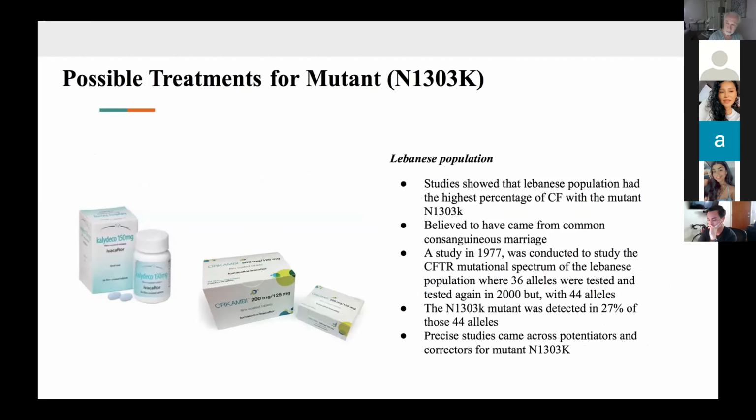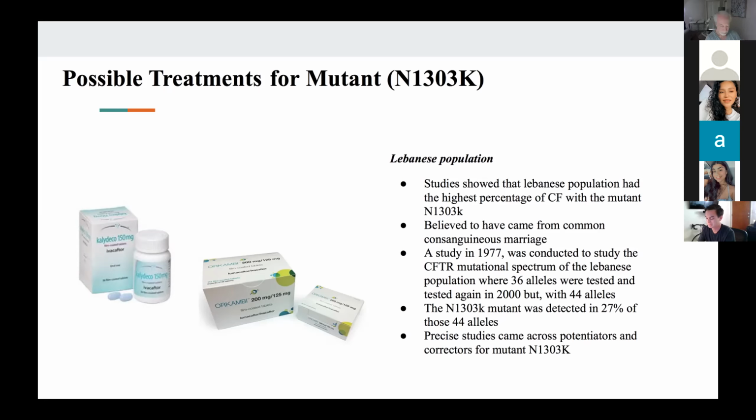Before I lose your attention, I'd like to discuss something interesting I came across in my research, which is the Lebanese population. Studies show that the Lebanese population had the highest percentage of cystic fibrosis with the mutant N1303K. It's believed to have come from their common consanguineous marriages, which means marriages with people who share common ancestors, like a family member.